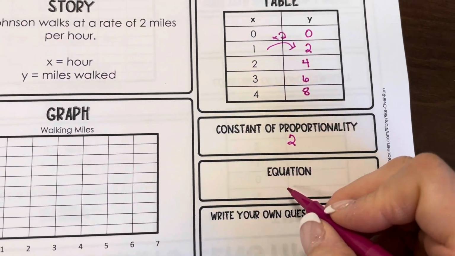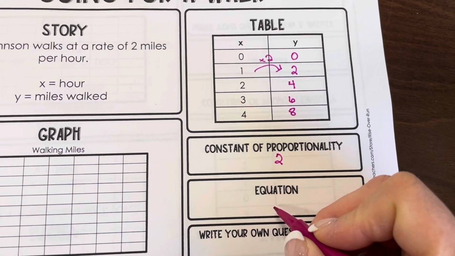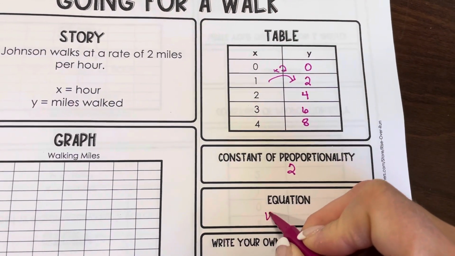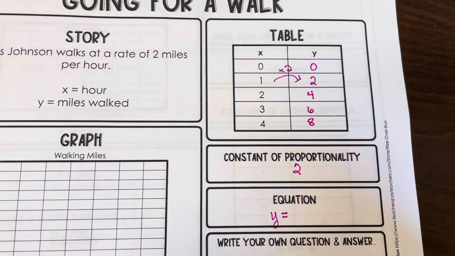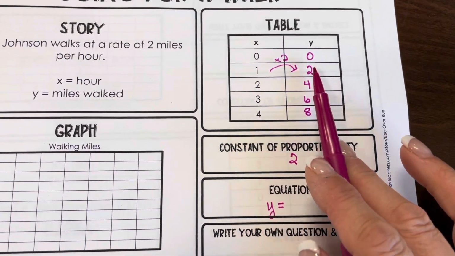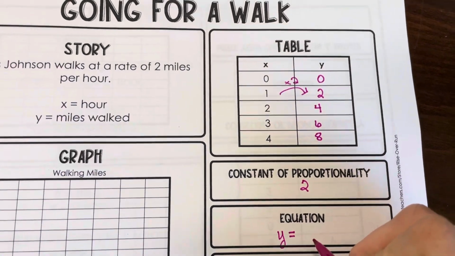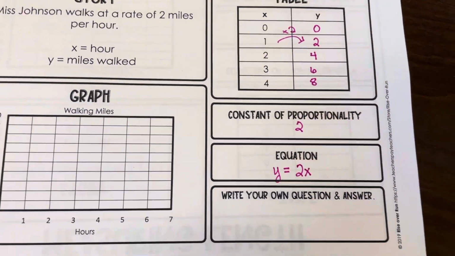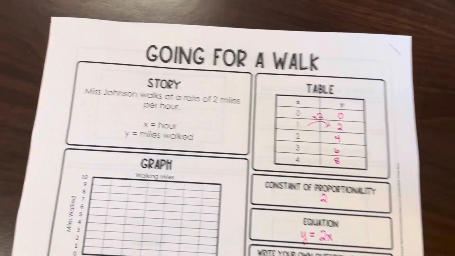Okay, as we've said, when you write the equation, it starts with the letter that represents the second column. That would be Y. Next, you write the constant of proportionality, which is 2, times the first column, which is X. So this equation is Y equals 2X. Okay, here's the part that's a little bit interesting.